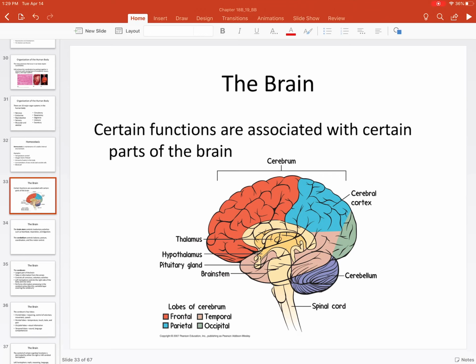You have the brain stem. You have your thalamus, your hypothalamus, pituitary gland. Now within the cerebrum, you have certain places which are responsible for certain functions, like the frontal lobe, the parietal lobe, temporal lobe, which is on the sides, and the occipital lobe, which is the back.